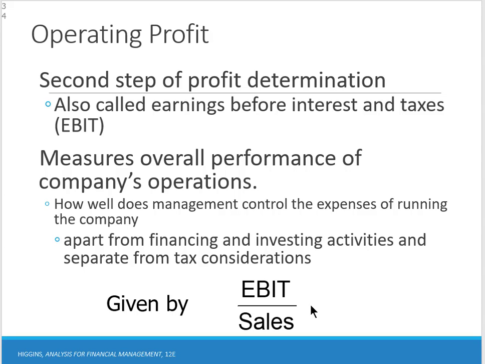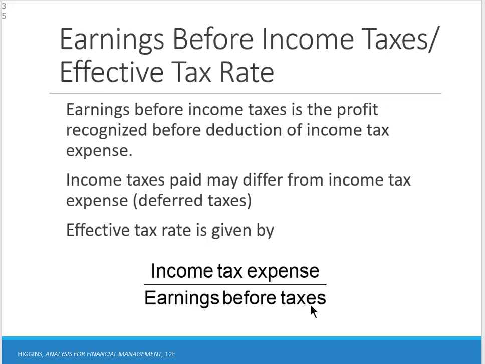So again, the operations have nothing really to do with borrowing money. They're two separate decisions. They're really not connected to each other. So we don't want to include interest in understanding the efficiency of operating the company.